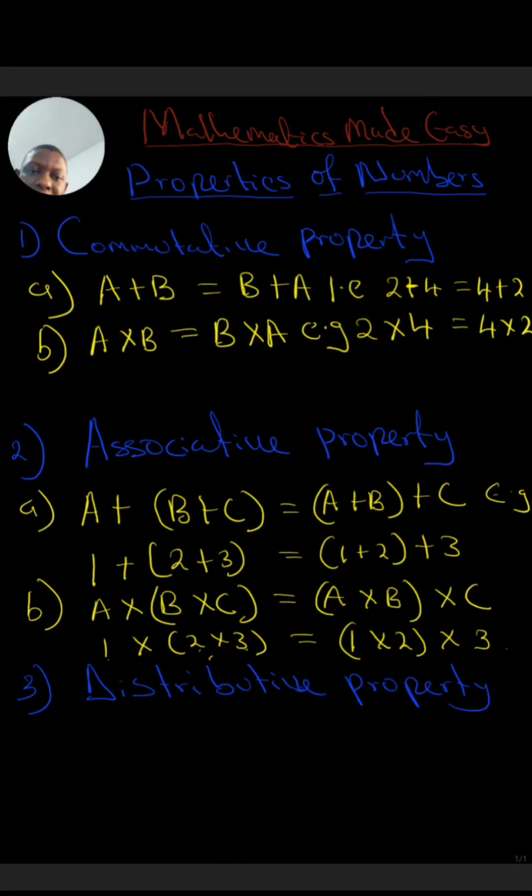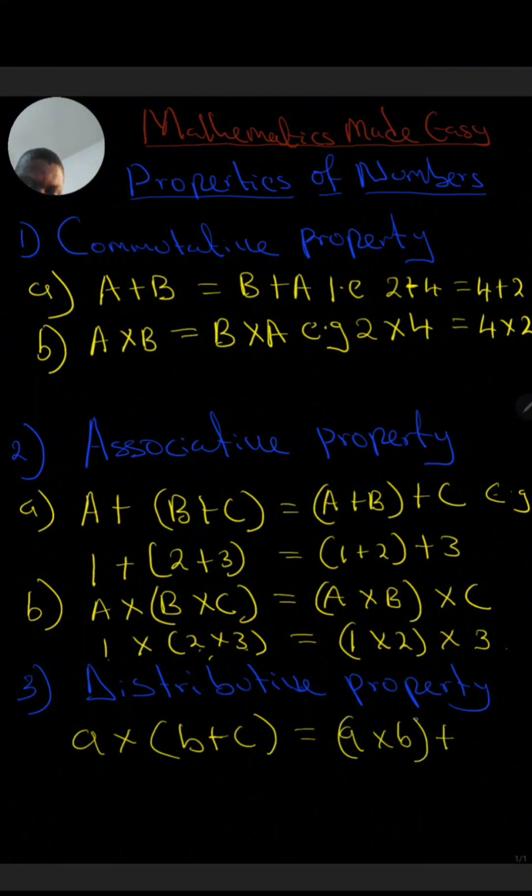Now, the third but not the least is the distributive property. The distributive property states that A times, open bracket, B plus C. The word distributive means to distribute, like sharing. It is the same thing as A times B plus A times C.